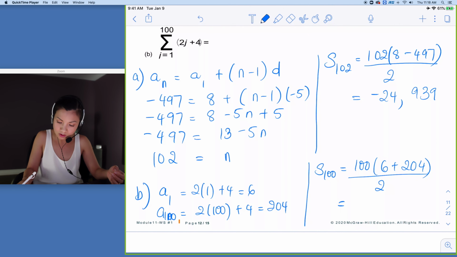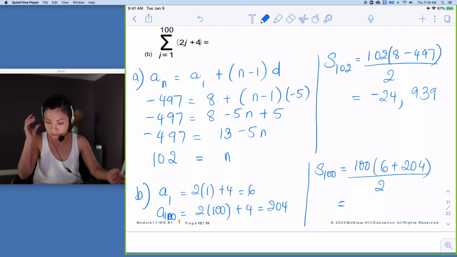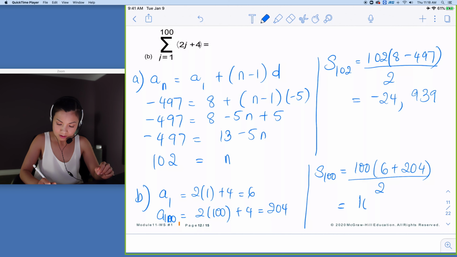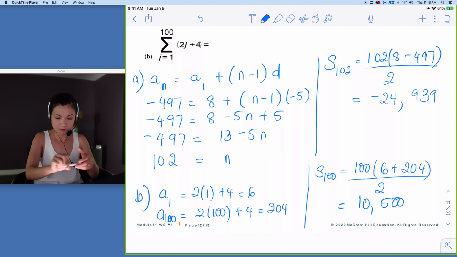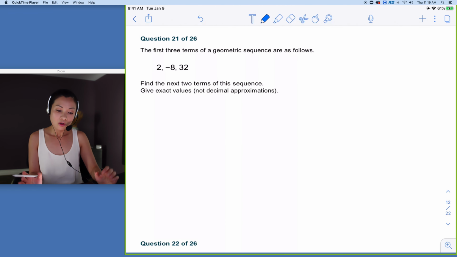And the answer is 10,500. For number 21, what we're looking at is the geometric sequence.